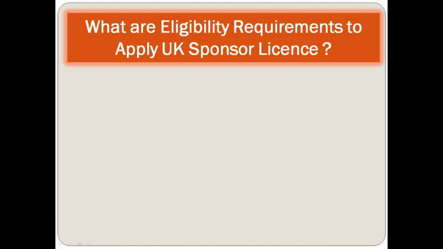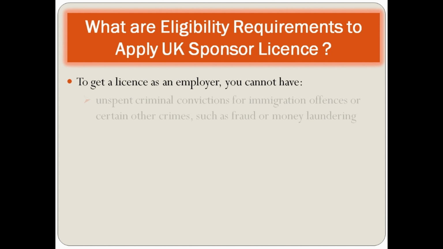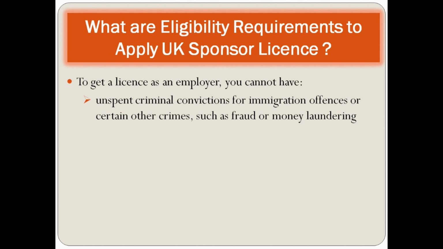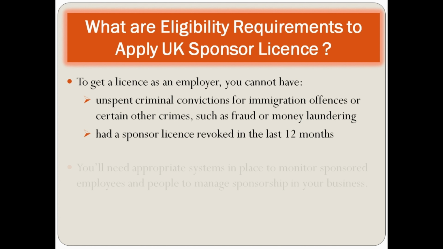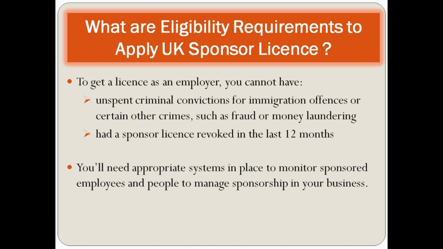What are the eligibility requirements to apply for a UK sponsor license? In this, we will discuss just the major suitability requirements. To get the license, you should not have any unspent criminal conviction for immigration offenses or any crime, or had a sponsor license revoked in the last 12 months, and you will need an appropriate system in place to monitor sponsored employees, such as an HR system. There is also another system provided by a third party which we will discuss later.